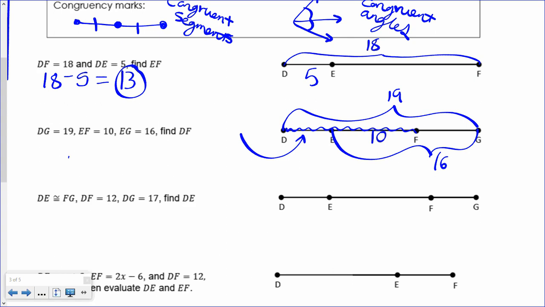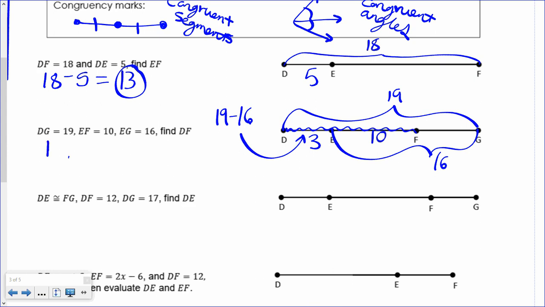Okay, so DG minus EG, which would be 19 minus 16. So everybody see how I did that? I have the whole length, and then I have this part that I don't really want. So I subtract it away. That's how I get DE. What's the measure of DE? 3. So now do I have everything that I need to find DF?